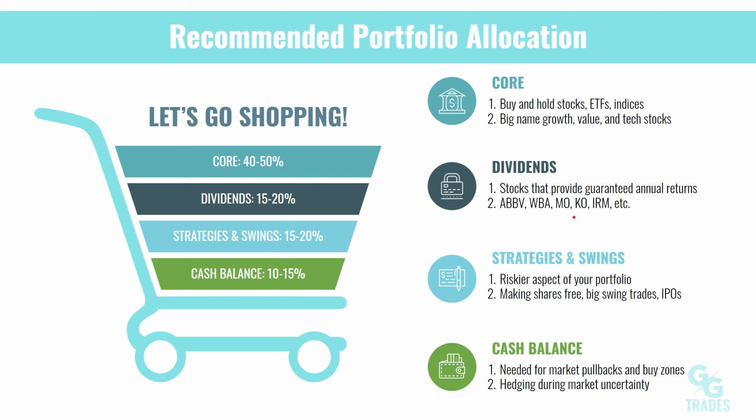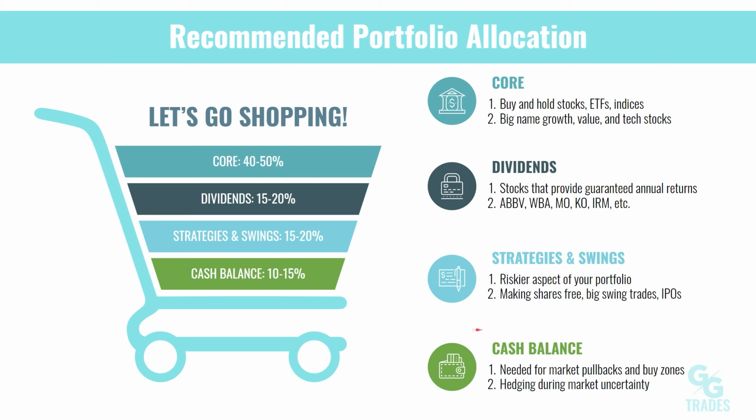So moving into the strategies and swings, this is going to be the riskier aspect of your portfolio. Generally, these swing trades are going to be used to make some shares free, as well as the swing trades that you see as good opportunities for a quick profit. So again, I only allocate about 15 to 20% of this because I want to stay somewhat conservative. However, I can also handle my risk management, and I'm also going to help you determine how risky you should be on your portfolio based on your goals.